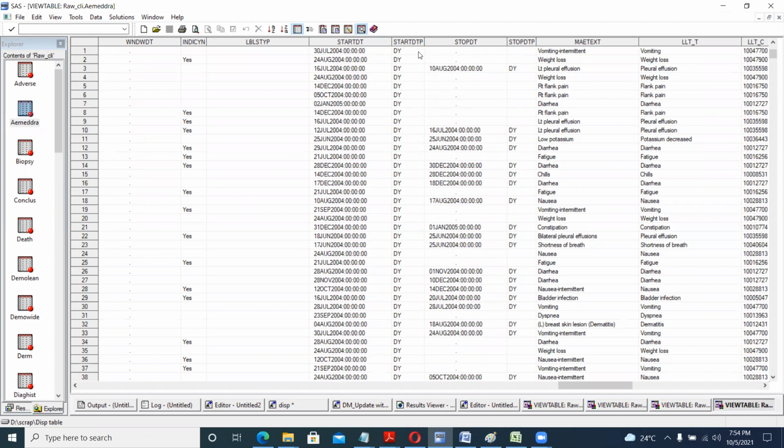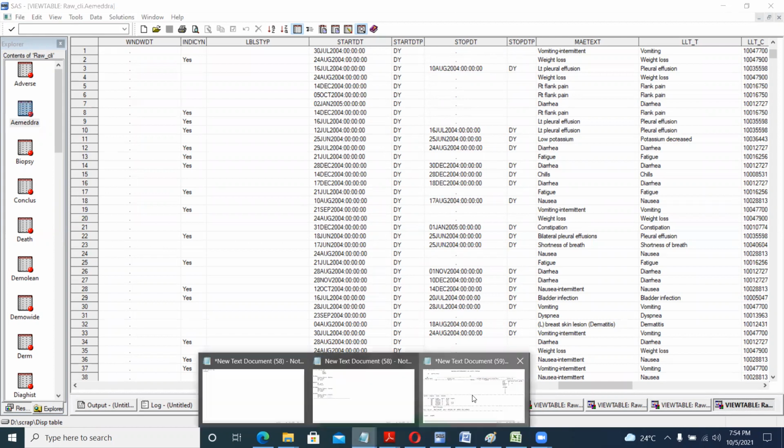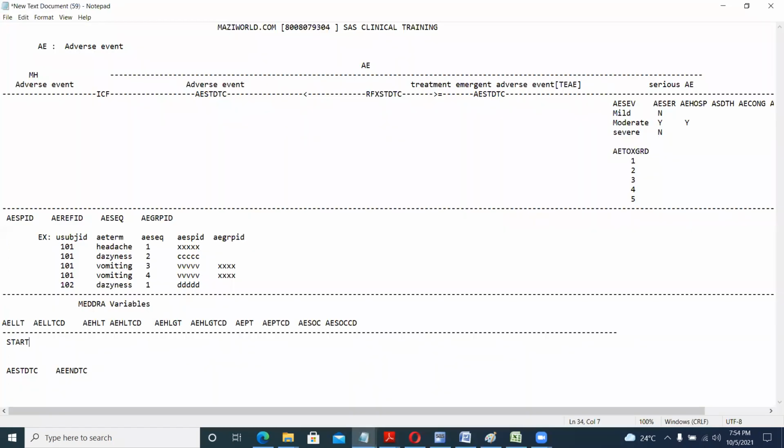The raw data variables are started and ended, but when you come to the SDTM, you will name them as AE start date and AE end date. This is a start date and this is a stop date. Let us take an example.